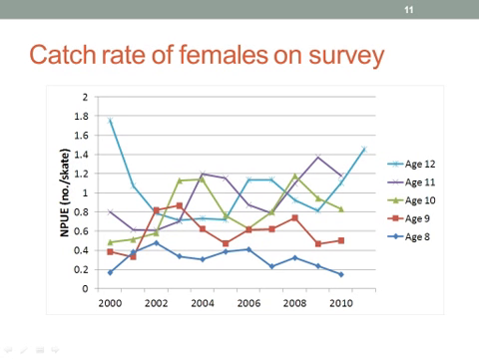We see this stable number, but they're smaller. So we're catching the same number, but selectivity is lower. Does that mean there's more out there?